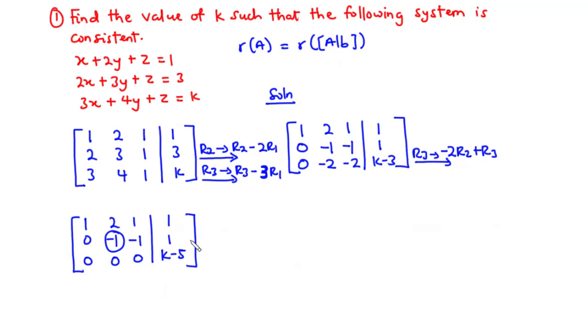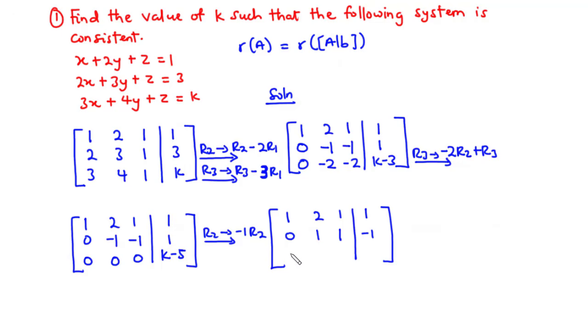Let's make this value 1. So we perform the operation on row 2, and then we multiply negative 1 by row 2. So we have 1, 2, 1, 1. Negative 1 times 0 is 0. Negative 1 times negative 1 is 1. Negative 1 times 1 is negative 1. And then we have 0, 0, 0, k minus 5. So this matrix is said to be in the row echelon form.